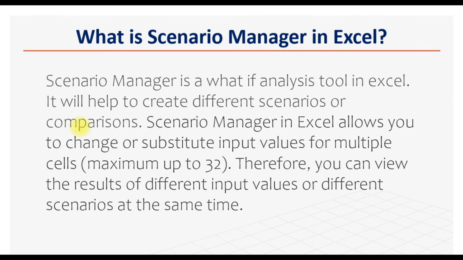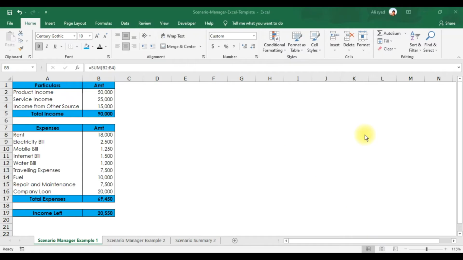Scenario Manager in Excel allows you to change or substitute input values for multiple cells, maximum up to 32. Therefore, you can view the results of different input values or different scenarios at the same time. In this video, we are discussing the Scenario Manager in Excel.